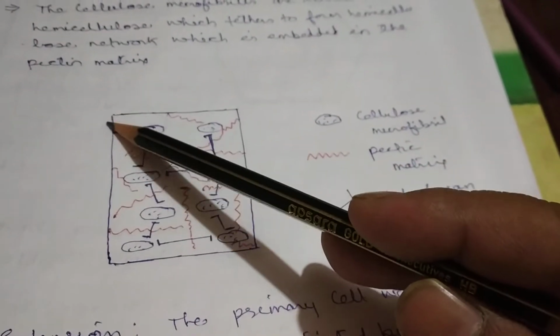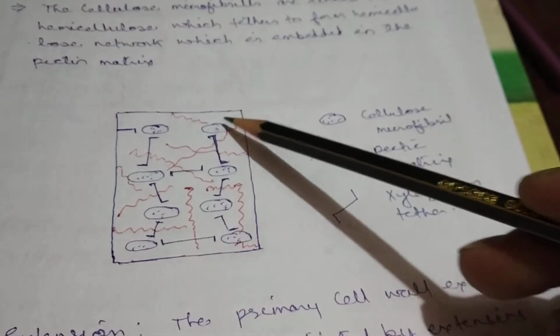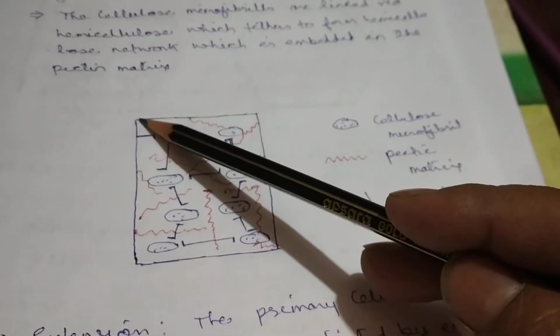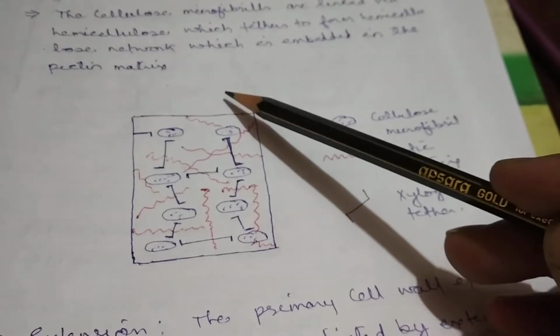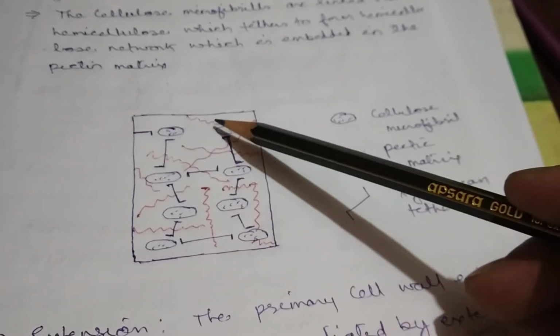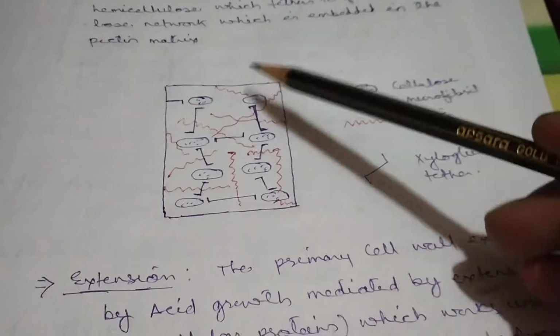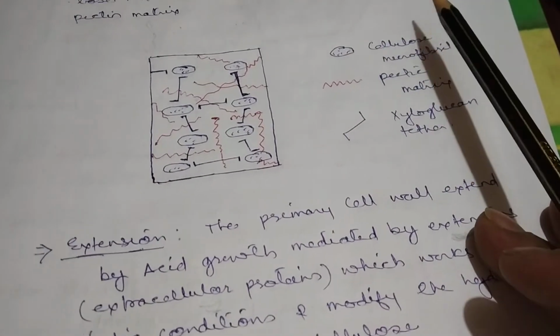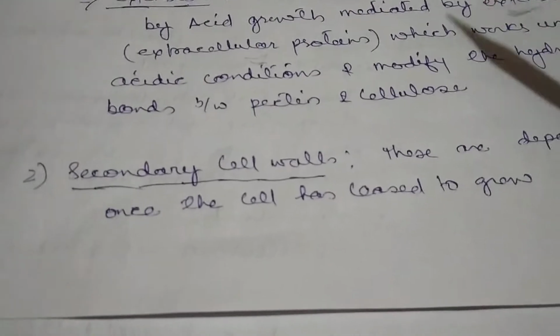Then suppose this wants to grow like this further. So another cellulose microfibril will be here. So this needs to extend. So this will be destabilized, then again joined. So it keeps on extending like that through the help of these extracellular proteins.